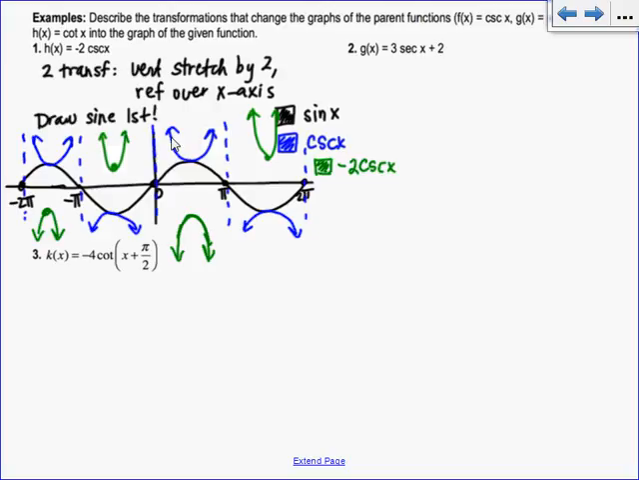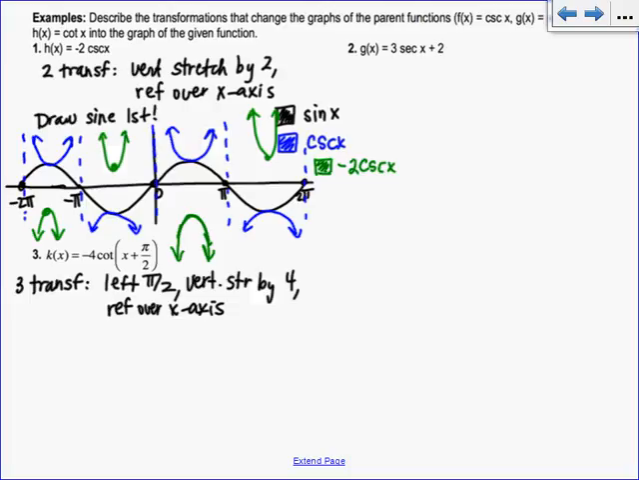All right, let's do number 3 first before we do number 2. Number 2 is kind of the hardest. Okay, so number 3, -4 cotangent of x plus pi over 2. There are 3 transformations. What are they? What about the pi over 2? Left pi over 2, that's called the phase shift, right? What about the 4? Vertical stretch by 4, that's called the amplitude. And then the negative? Exactly, so we have 3 transformations that occur.